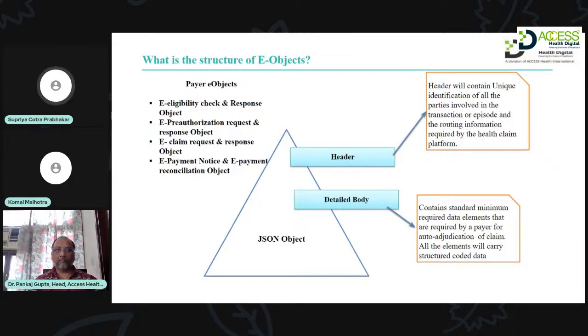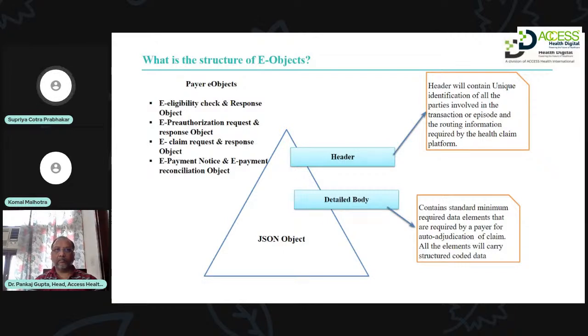So coming to the structure of the e-object, the structure is laid out in such a way that the header contains all the unique identification details of all the parties involved in this transaction and the routing information required for the health claims platform. This information is passed to the health claims platform, which reads only the header part and ensures that the right information is going to the right recipient.